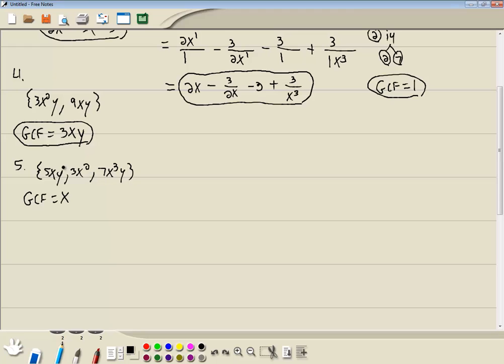Now for our y's. Here's a y. This does not have a y, and this has one y. Since this one doesn't have a y, then our GCF is just x. You cannot have a GCF of a y if one of them doesn't have a y at all, because they all have to have it in common. Greatest common factor.